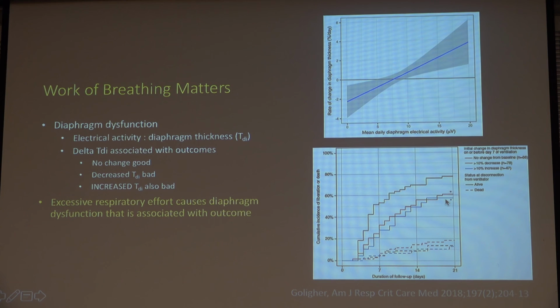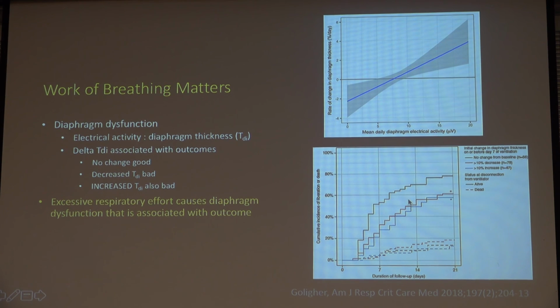Patients whose diaphragms got smaller and had less electrical activity did poorly, but also interesting, patients whose diaphragms got thicker and increased electrical activity also did worse compared to those that didn't change. Again, increased work of breathing is associated with increased diaphragm thickness and increased diaphragm electrical activity.